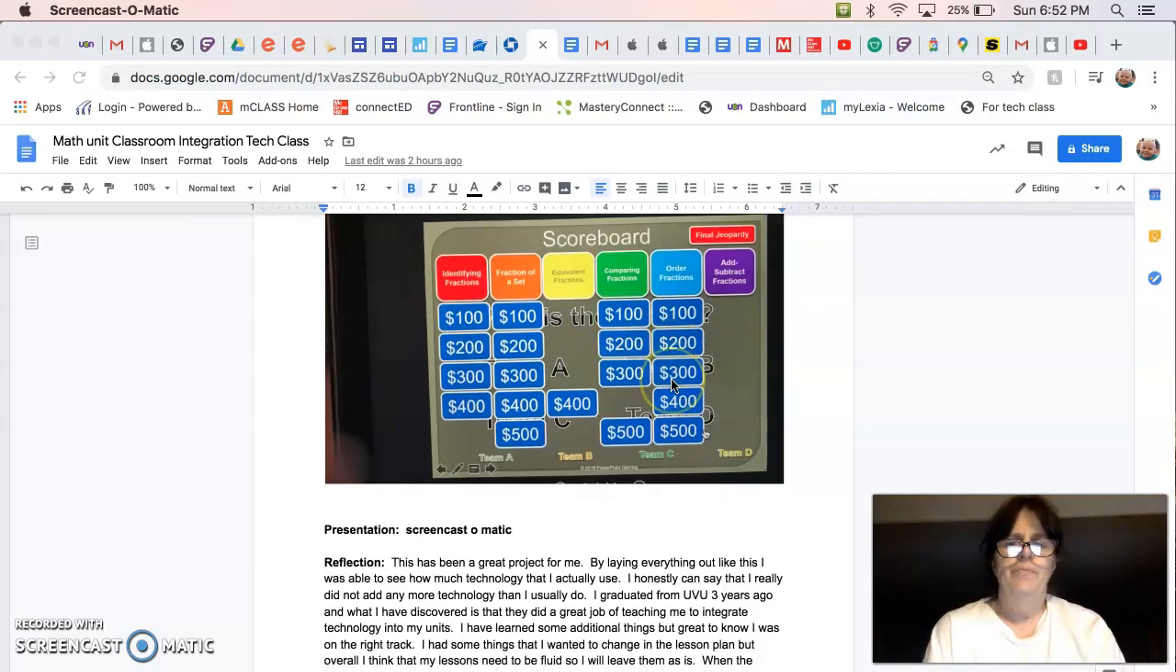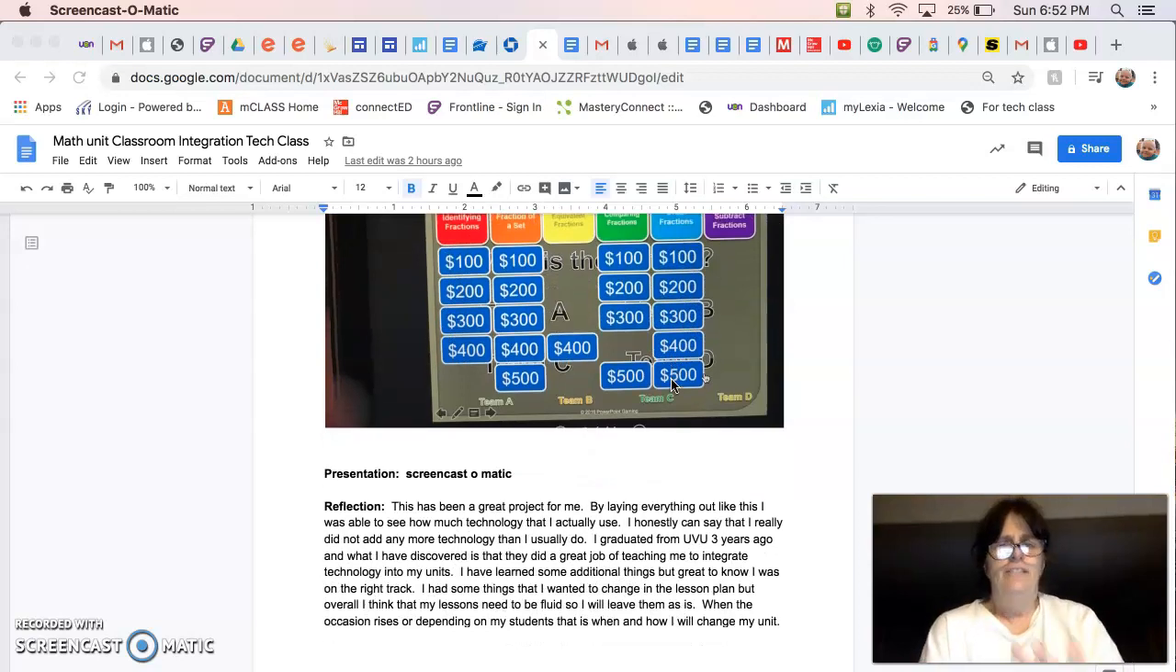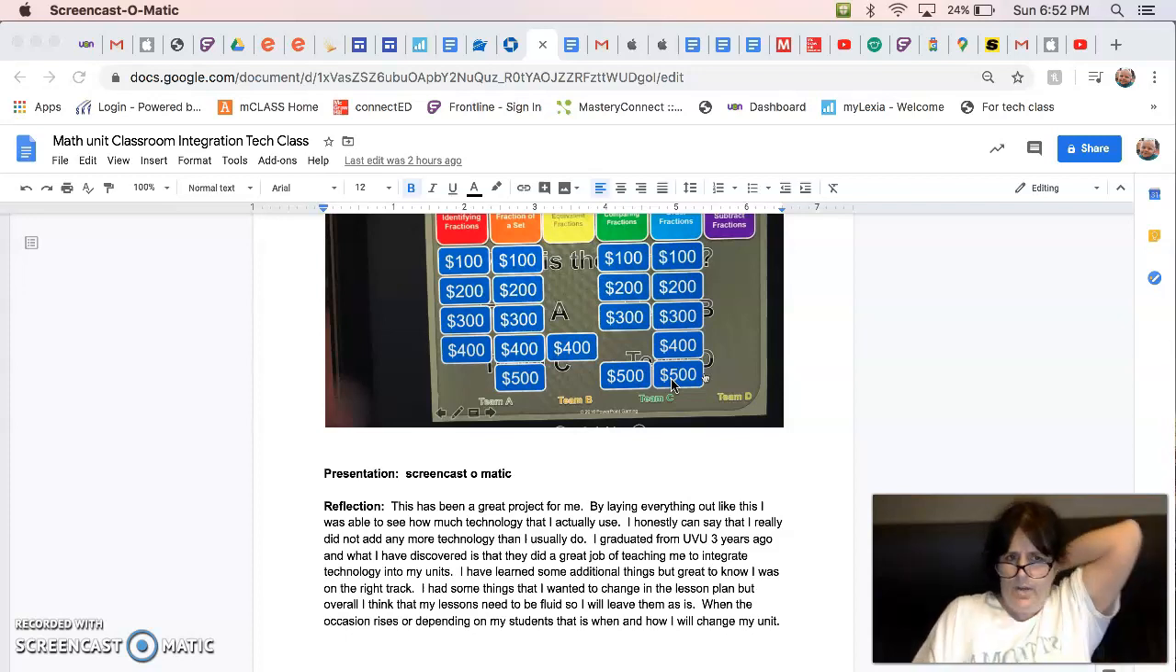So what I've learned is that overall this has been a great project for me, not just this unit, but the whole thing. When I laid it all out like this, because in my plan book I'm only looking at a week at a time, not like a whole month, I was able to see that I really use a lot of technology on my own anyway, so I didn't feel that I added anything more than I usually would.